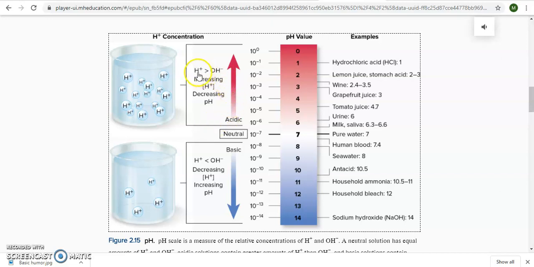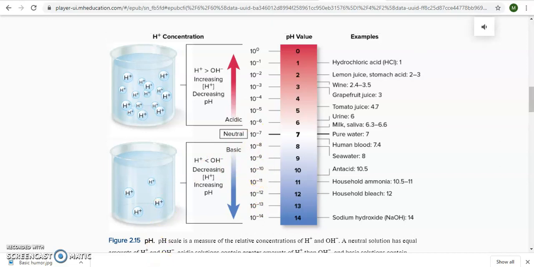And you can see over here on this pH scale, hydrogen ions are increasing and the pH is decreasing, so it's inversely related. If the hydrogen ions are increasing, the pH number is decreasing, and you have more hydrogen ions than hydroxide ions in an acidic solution. And then the opposite will occur with a basic solution.